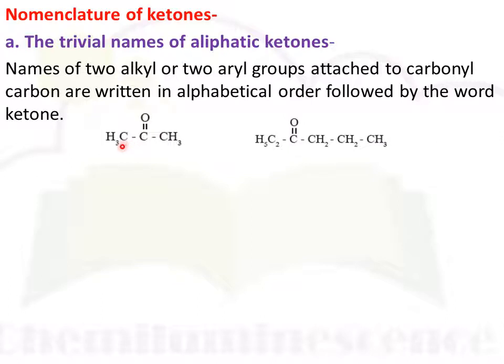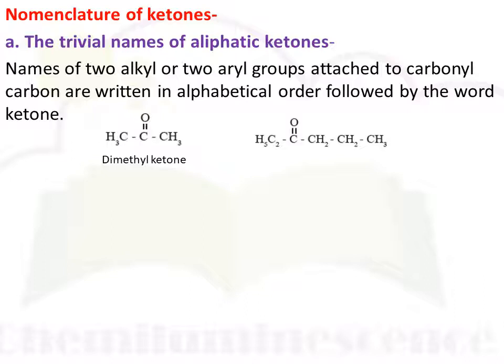In the first structure, you can see CH3, CO, CH3. In this ketone, two methyl groups are attached to a carbonyl carbon. For writing the name of this compound, first write the name of this methyl group. Here, both alkyl groups are the same. Hence, use the word di, the name of this alkyl group, and then at the end, the word ketone. Hence, the name of the compound is dimethyl ketone.